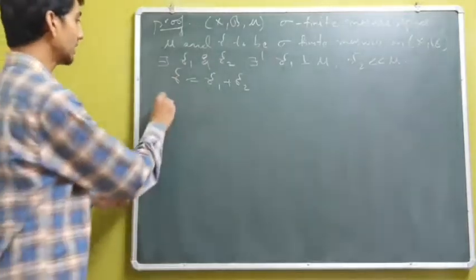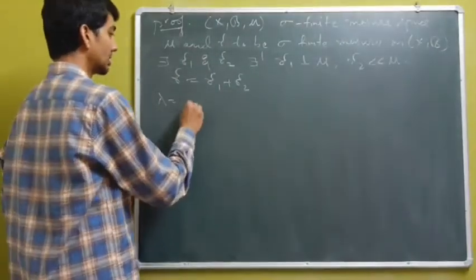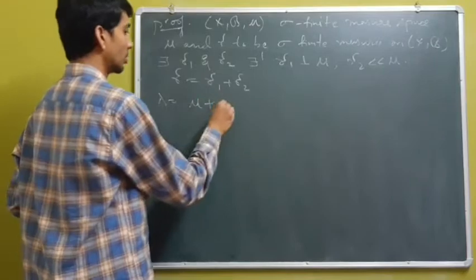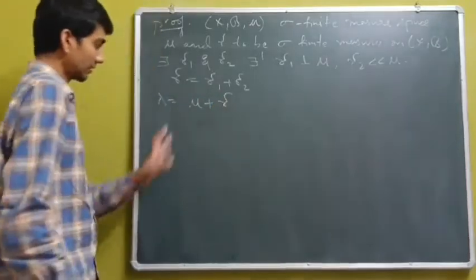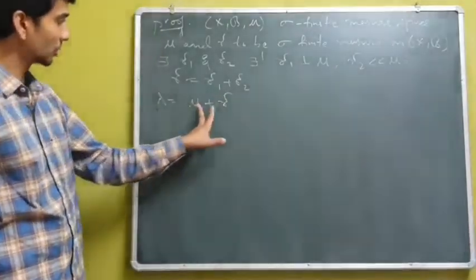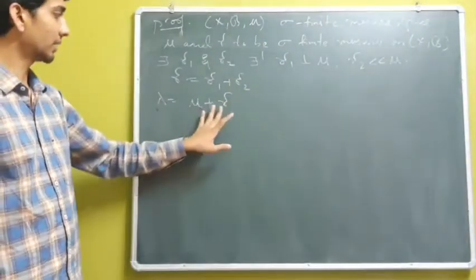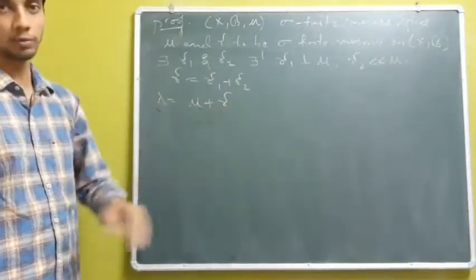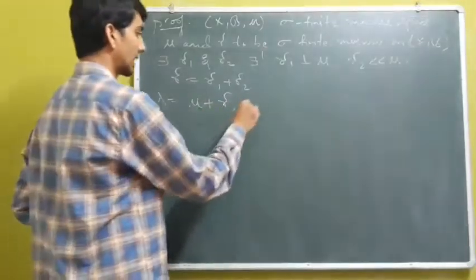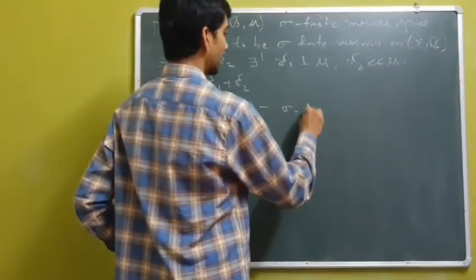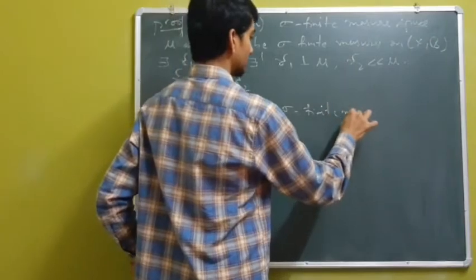To prove this, I will consider lambda to be the summation of the two measures mu and gamma. Given that mu and gamma are sigma finite, lambda, being the sum of two sigma finite measures, is again a sigma finite measure.